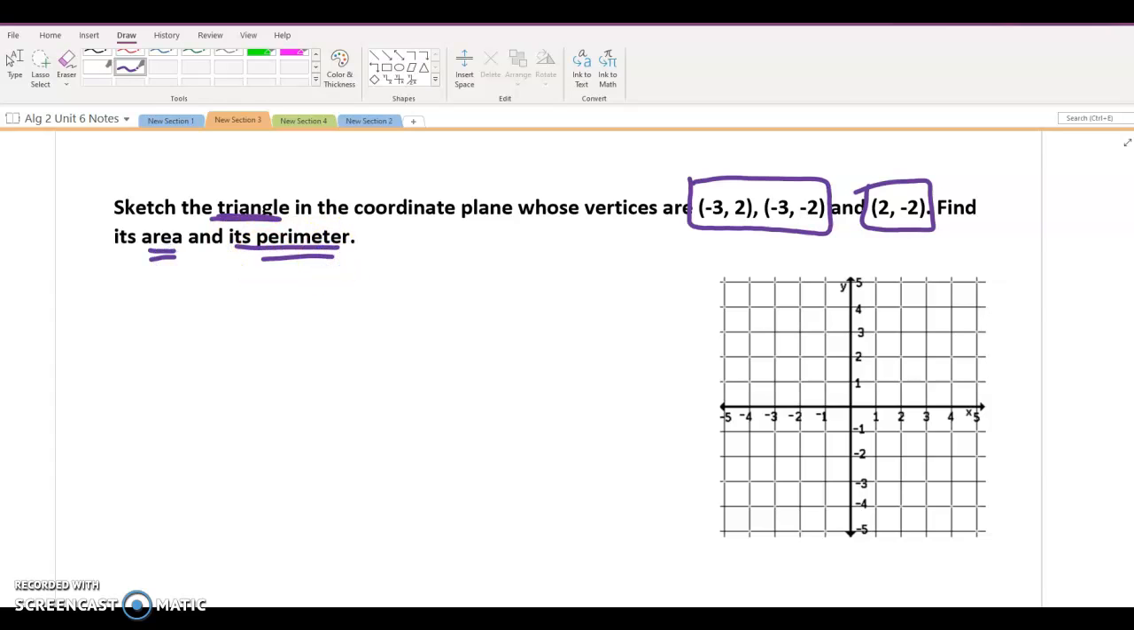So we graph (negative 3, 2) by going left 3, up 2. Then (negative 3, negative 2) sends us left 3, down 2. And then (2, negative 2) sends us right 2, down 2. And we're saying that makes a triangle, so we're going to connect those 3 points. Hopefully you do a better job than I just did. So try that again.